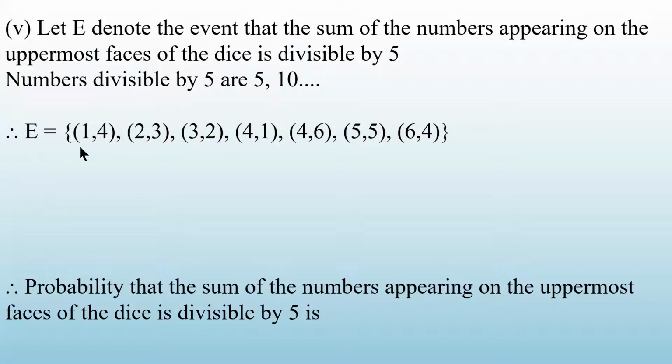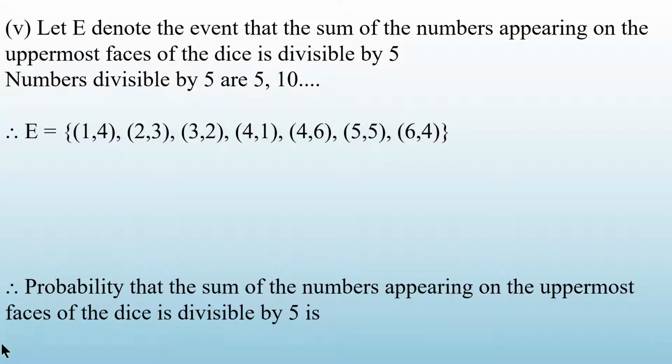So E will contain these points: 1, 4, 2, 3, 3, 2, 4, 1, 4, 6, 5, 5 and 6, 4. I have to check only for the sum which is 5 or 10. So यहाँ 1 plus 4, 5. 2 plus 3, 5. 3 plus 2, 5. 4 plus 1, 5. 4 plus 6, 10. And 5 plus 5, 6 plus 4. Okay. So from that list, you can see only these points will be there in E.